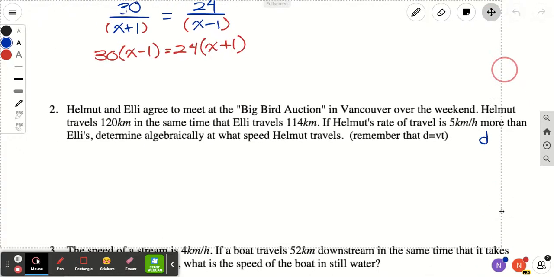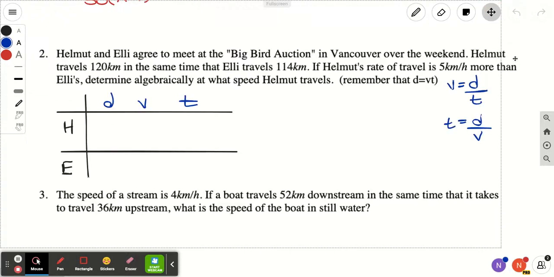Question 2 in the learning guide. We're going to use the same tactic that we used in our Zoom meeting and set up a table to organize our information. I have thrown in a useful formula. We have the formula distance is equal to speed times time. Usually we see it in a different form: speed is equal to distance over time. Today we're going to be using it in its third form, where time is equal to distance over speed. And you'll see why this is useful.